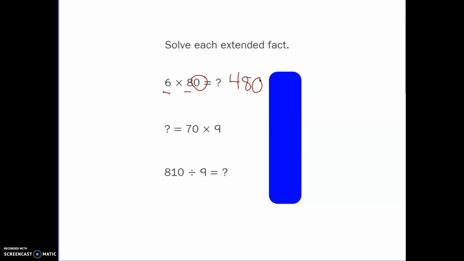What equals 70 times 9? Well, 7 times 9 is 63. But I want 70 groups of 9, so I have to make sure I add that 0 at the end. The answer is 630. And 810 divided by 9, think of this as 81 divided by 9. 81 divided by 9 is 9, but I have to do something with the 0 because I'm not dividing 81 by 9. I'm dividing 810 by 9. So I have to put that 0 at the end, and the answer is 90.